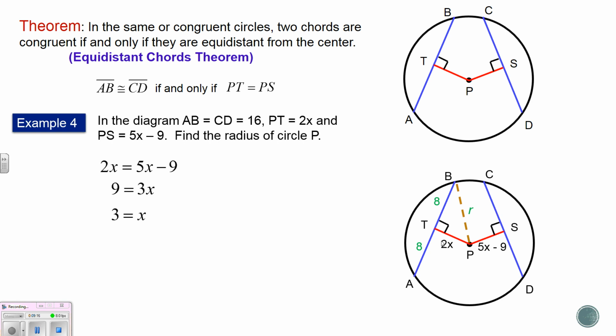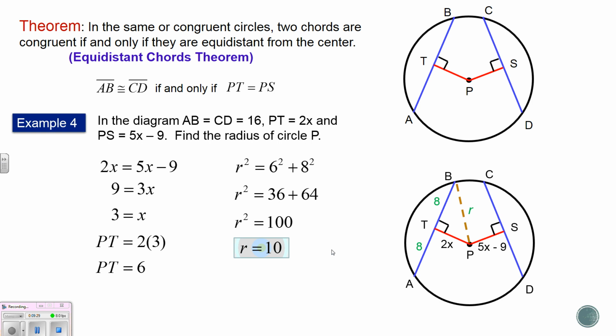All right, fantastic. So plug 3 in here and we'll get PT is 6. So now I know that this is 6, this is 8. You can quickly figure out R is 10, or if you needed to use Pythagorean theorem, that's what it would look like.